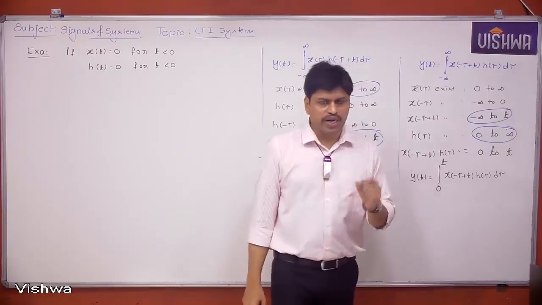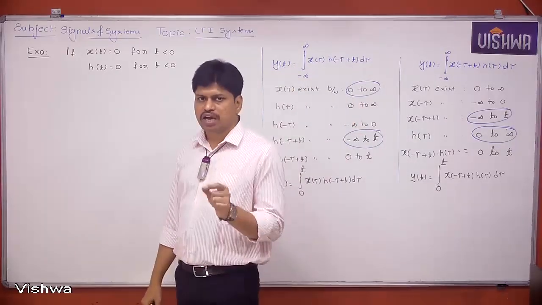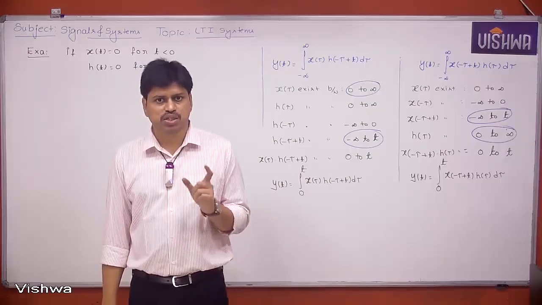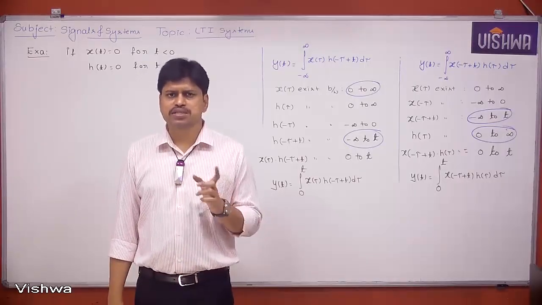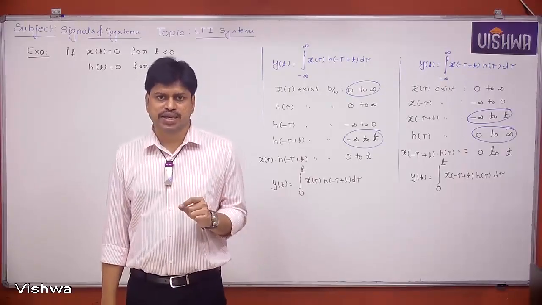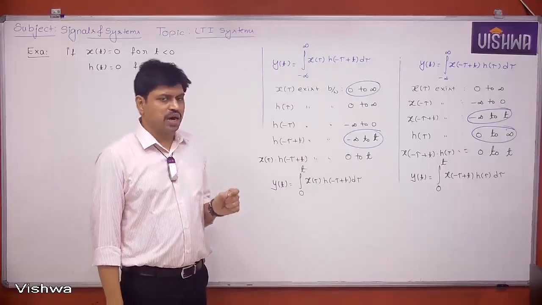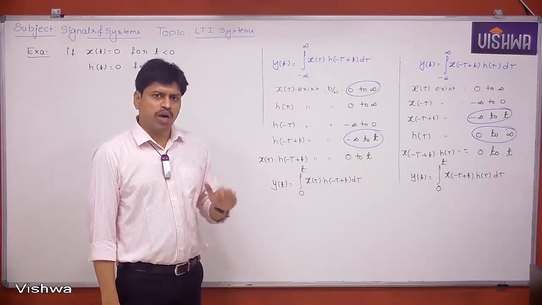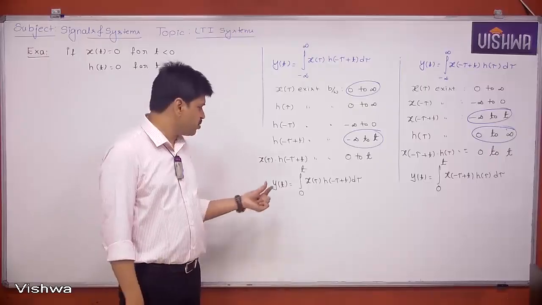So this is the one indication you have to remember. In the convolution integral, the limits are 0 to t. If the limits are 0 to t, that always indicates that two signals are causal. And what is the output of that? That means what is the y of t nature?